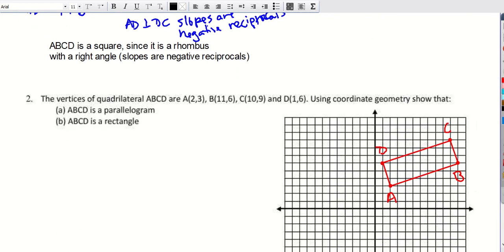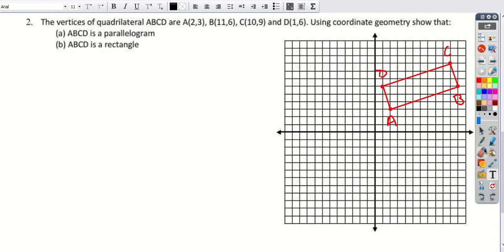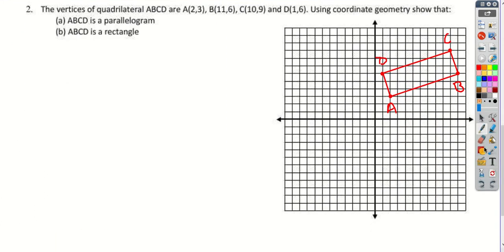All right. Second question, we want to show that this thing's a parallelogram and then a rectangle. So since we want to get it to be a rectangle, we're just going to strictly use the slopes. And we're actually going to use all 4 slopes. Because remember, we can do 4 slopes for the parallelogram, and we're going to need them to be a rectangle.